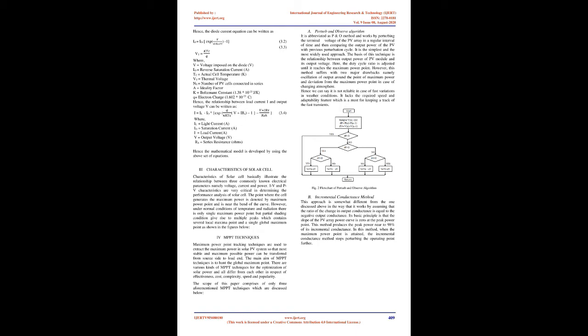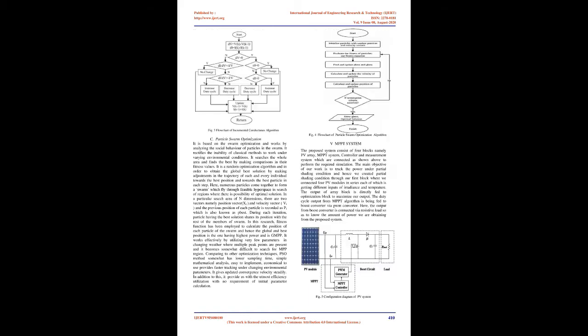I = IL − ID − ISH (3.1), where IL is the photovoltaic current, ID is the diode current, and ISH is the current leaking in the parallel resistor. Hence, the diode current equation can be written with VT, where V is the voltage imposed on the diode, in volts; IO is the reverse saturation current, in amperes; TC is the actual cell temperature, in kelvin; VT is the thermal voltage; NS is the number of PV cells connected in series; A is the ideality factor; K is the Boltzmann constant, 1.38 × 10⁻²³ J/K; and Q is the electron charge, 1.602 × 10⁻¹⁹ C.